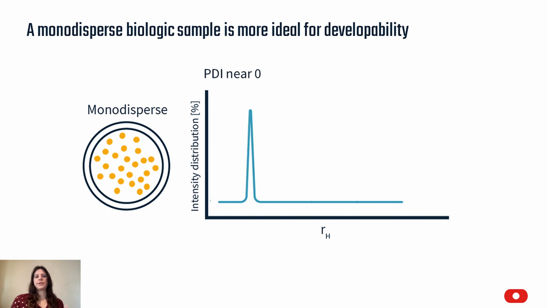The size distribution peak derived from the ACF fit will be nice and sharp. A monodispersed sample has a low PDI value closer to 0. On the other hand, a poor sample will be polydispersed and have a high PDI value. The exact cutoff for what's considered a high PDI value is going to vary based on what system you're using, but in general, something in the 0.3 to 0.4 range and above is considered very poor sample quality.